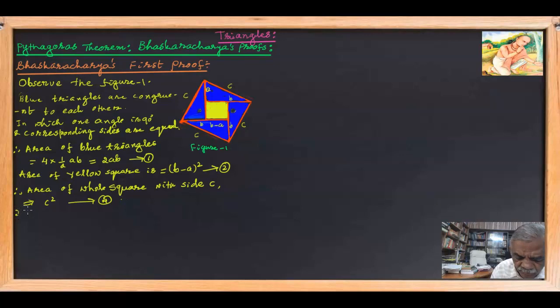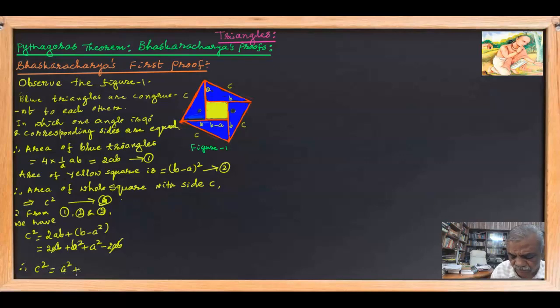And therefore, from 3, 1, 2 and 3 we have C square equal to 2AB plus (B minus A) whole square, that is equal to 2AB plus B square plus A square minus 2AB, and this is getting cancelled, and therefore C square is equal to A square plus B square. This is exactly the statement of the Pythagoras theorem.